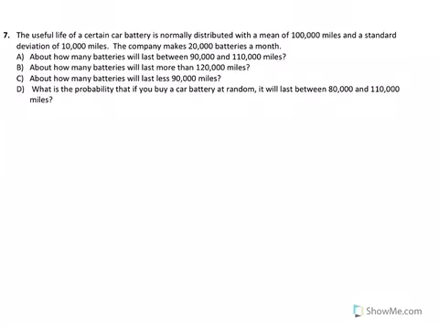The useful life of a certain car battery is normally distributed with a mean of 100,000 miles and a standard deviation of 10,000 miles. The company makes 20,000 batteries a month. Let's answer the following questions. So we're just going to use our normal distribution and the empirical formula to answer the following questions. So about how many batteries will last between 90,000 and 100,000.